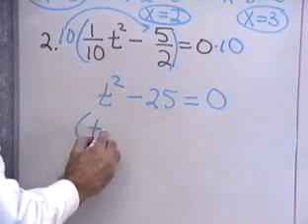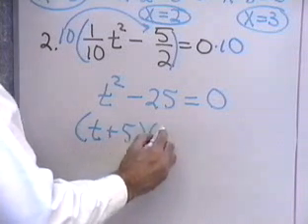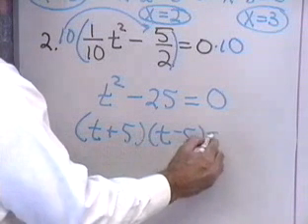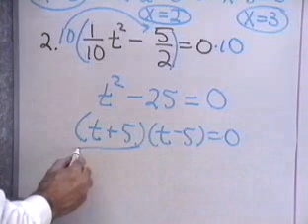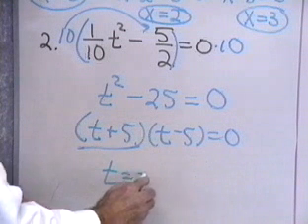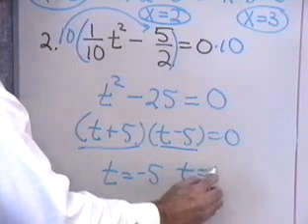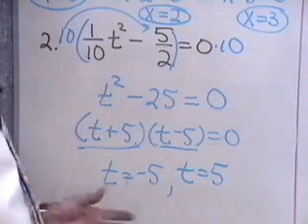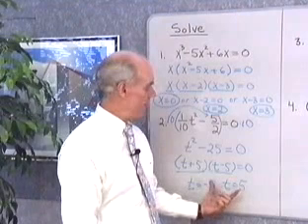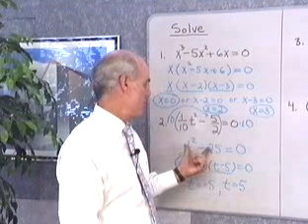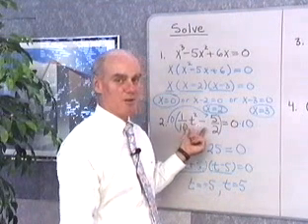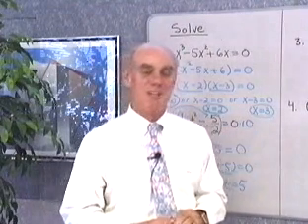Now factoring, I have t plus 5 times t minus 5 is equal to 0. If I set this factor equal to 0, I get t equal negative 5. If I set this factor equal to 0, I get t is equal to positive 5. So two solutions, 5 and negative 5. If I take either one of these numbers, replace t with them in the original equation, you'll see I'll get a true statement.